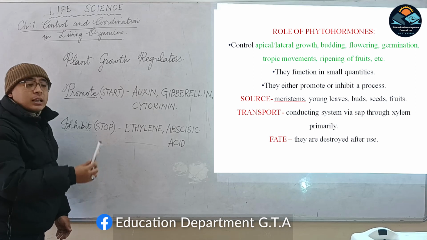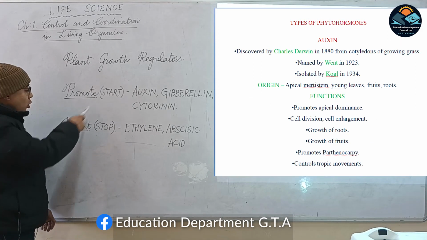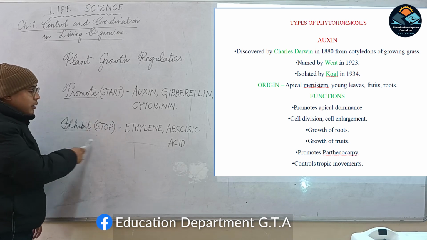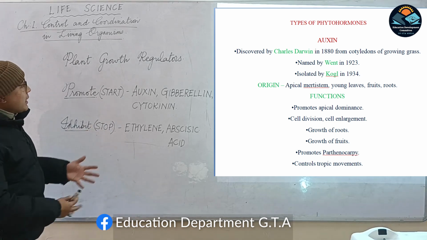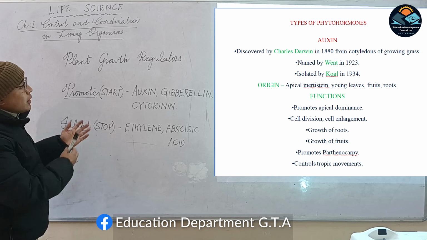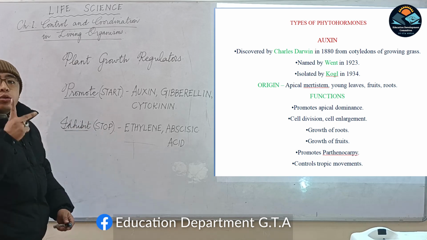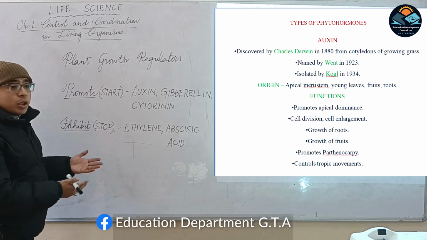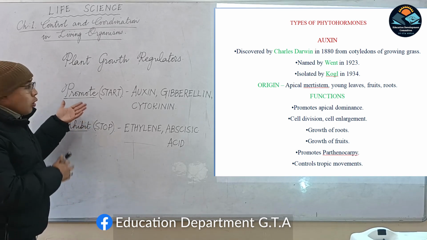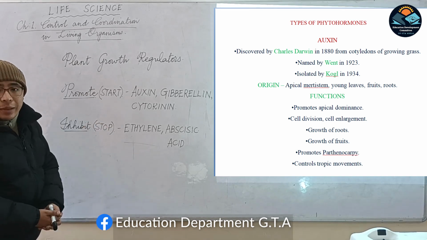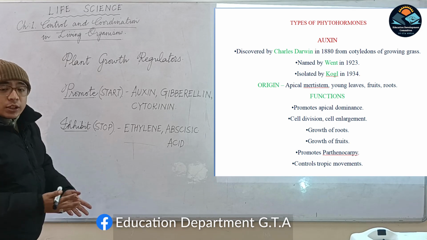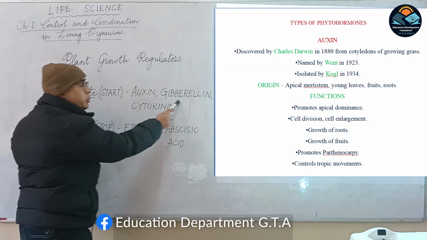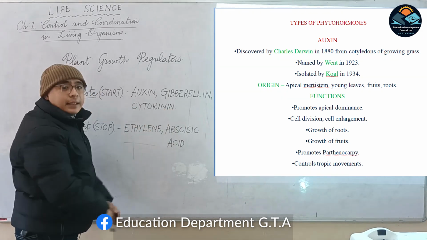Or in other words, they either promote a process or they inhibit a process. Promote means to start, inhibit means to stop. So basically, phytohormones or plant growth regulators can be divided into two categories. The first category are known as promoters because they promote or start different processes in plants. And this group of hormones comprises auxin, gibberellin and cytokinin.